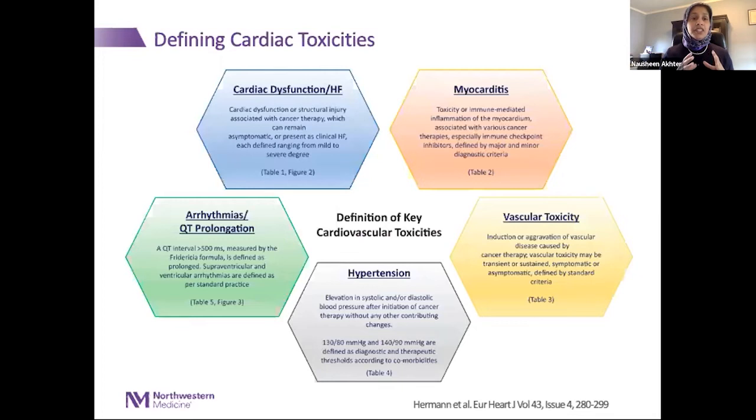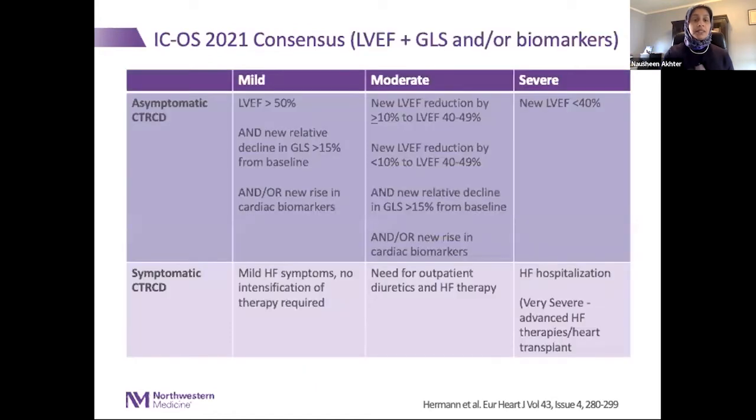There are some changing definitions to how we should be thinking about cancer therapy related cardiac dysfunction. This is a recent document published by the International Cardio-Oncology Society, which focused on 5 key cardiotoxicities and standardizing these definitions. They proposed that cancer therapy related cardiac dysfunction should be a little bit more nuanced in our approach, including both symptomatic and asymptomatic LV dysfunction from mild to severe degrees.